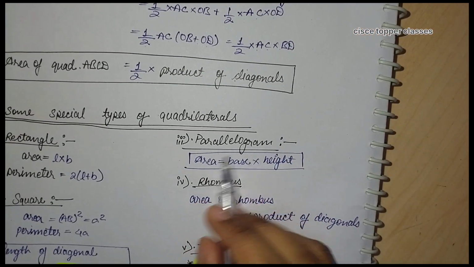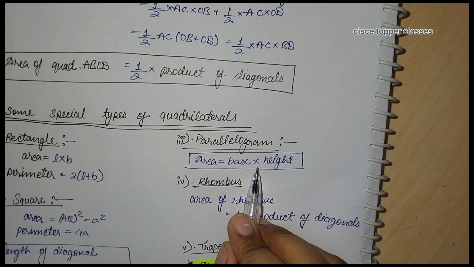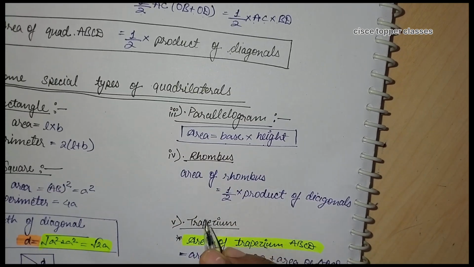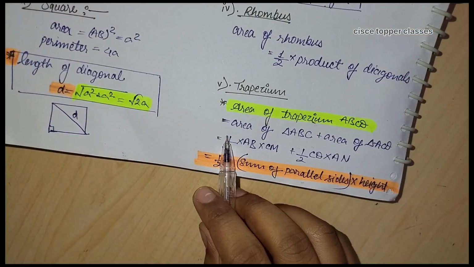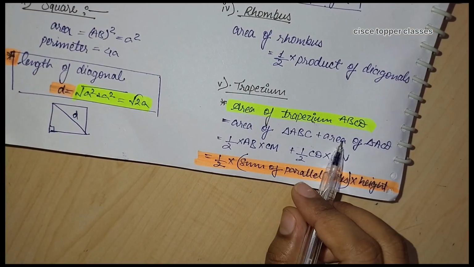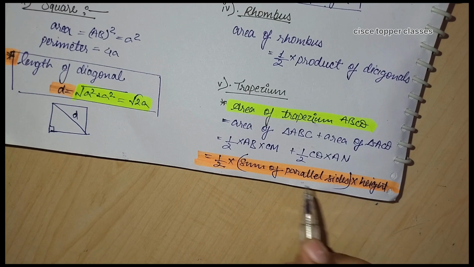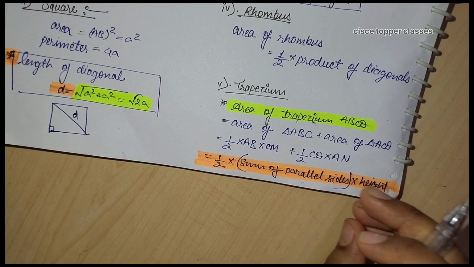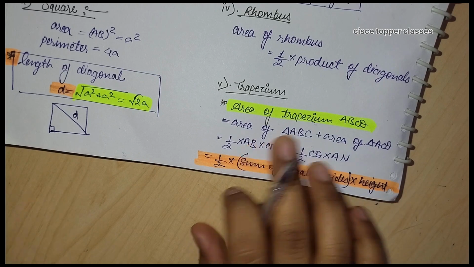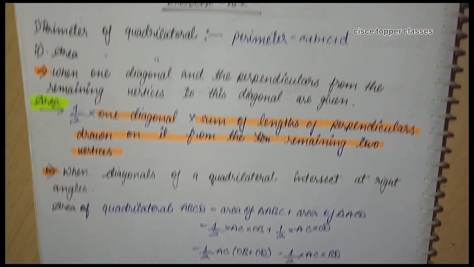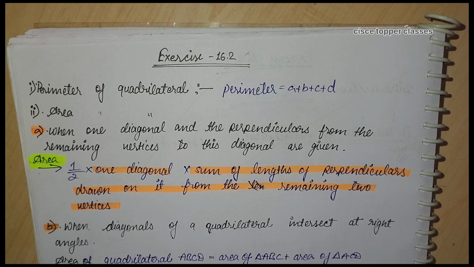Now we have a parallelogram. The area of a parallelogram is base into height. The area of a rhombus we know is half into the product of diagonals. Now the area of a trapezium is the area of triangle ABC plus the area of triangle ACD. From that we can write half of the sum of parallel sides in a trapezium into its height. This is the formula for the area of a trapezium, and these are all the formulas we have to learn by heart to solve this Exercise 16.2.